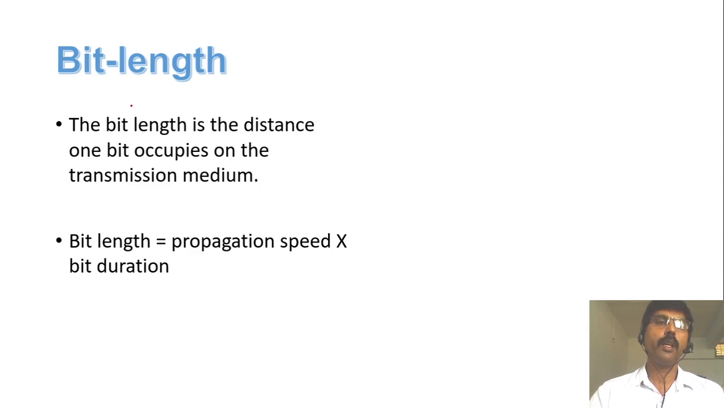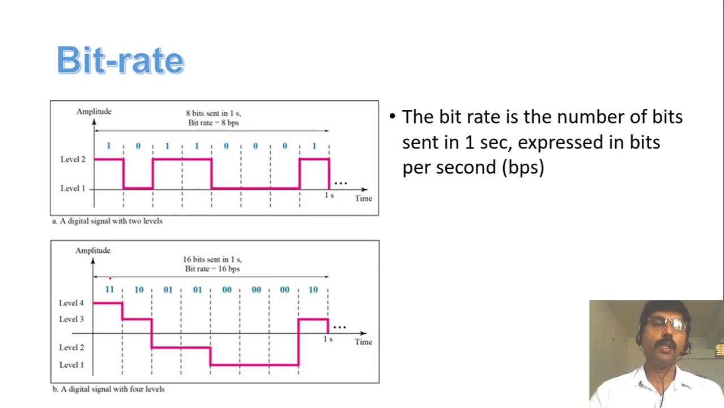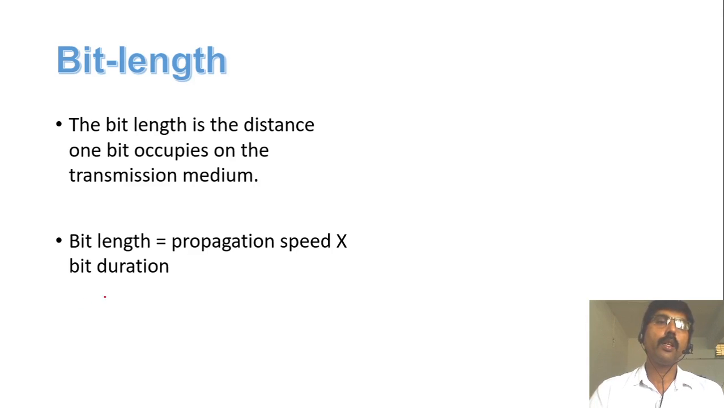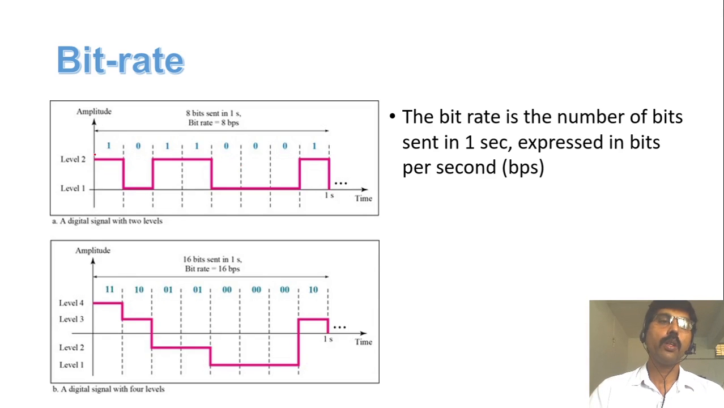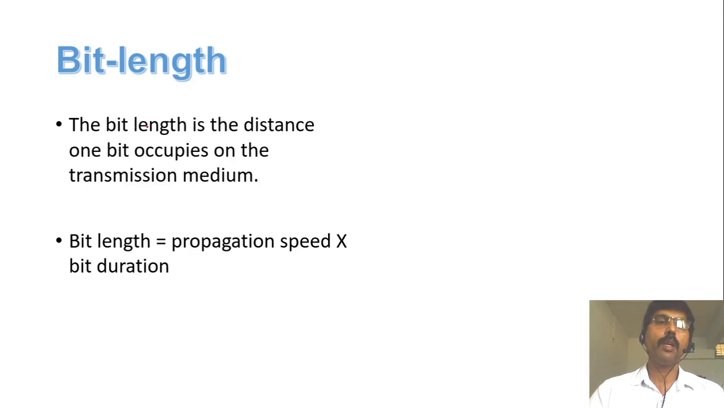Next one is called bit length. The bit length is the distance one bit occupies on the transmission medium. Its formula is bit length equals propagation speed times bit duration. Okay, what is the meaning of bit length? A distance one bit occupies on the transmission medium. So here from here to here, the bit length is the distance one bit occupies on the transmission medium.